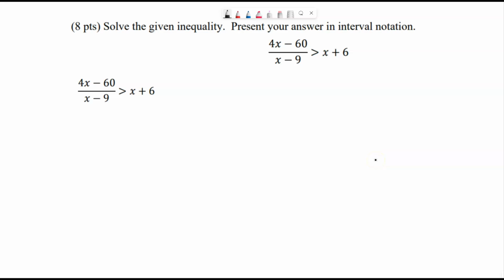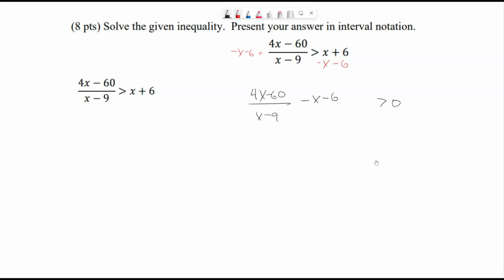Let me first demonstrate the overall basic approach, and that is to move everything to one side. So if I subtract the x and subtract the 6 from the left, I would write this 4x minus 60 divided by x minus 9. And then we have minus x minus 6. I want to make this into one fraction. This will be greater than 0.